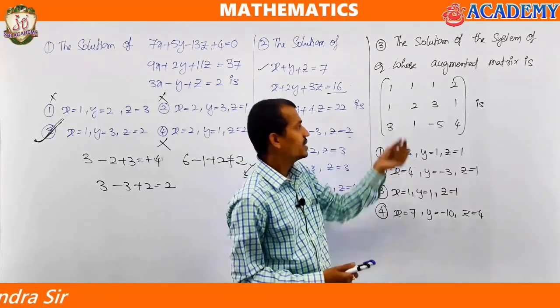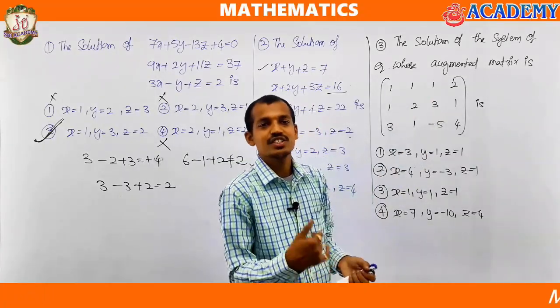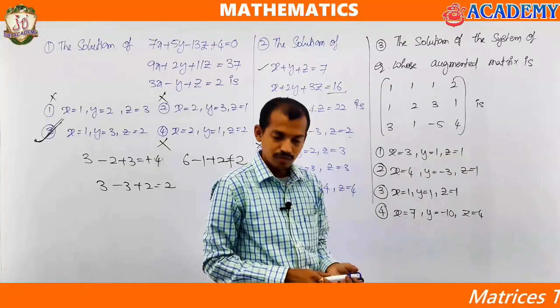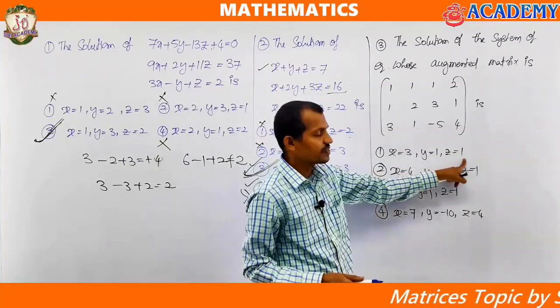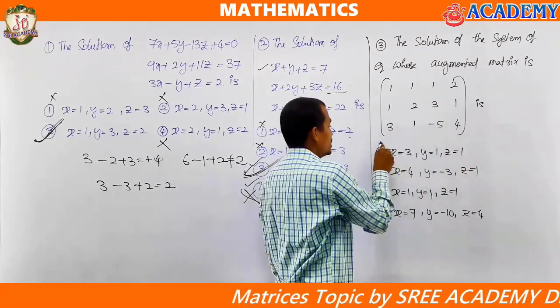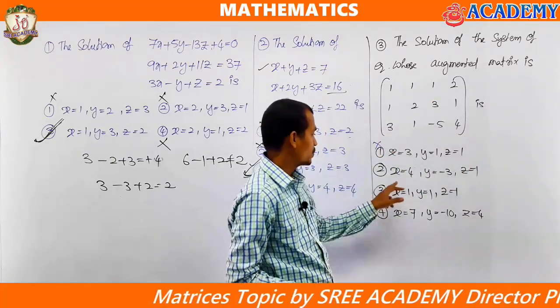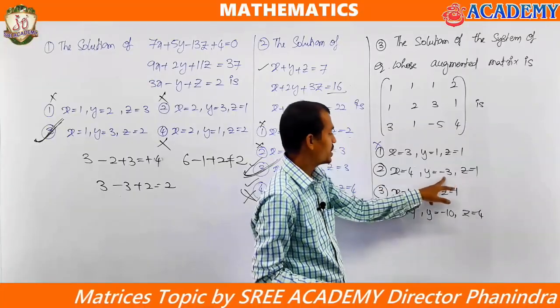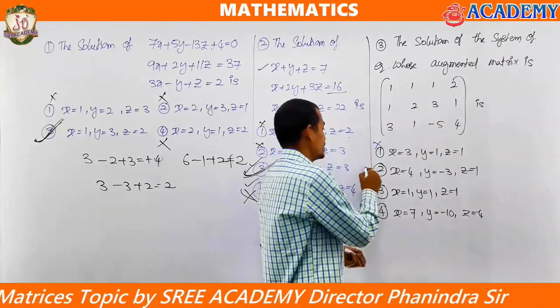Now check. This equation is very easy. x plus y plus z equals 2. Now check: 3 plus 1 plus 1, 5. It is supposed to be 2. It is not going to be your answer. 5 is not equal to 2. 4 minus 3 plus 1, 5 minus 3, 2 came. Okay, let's see other values.